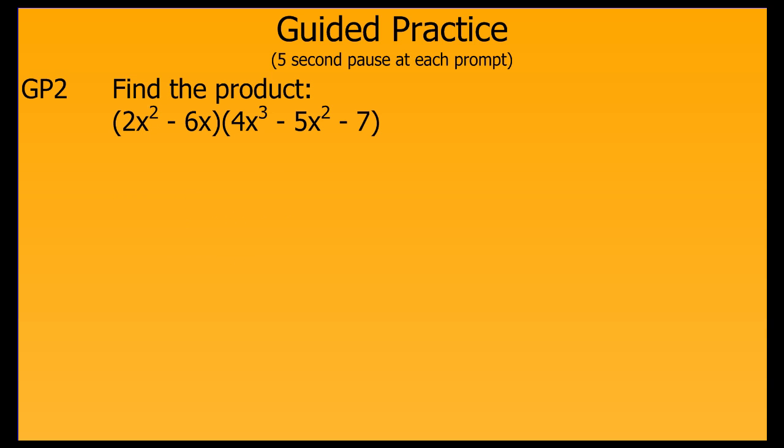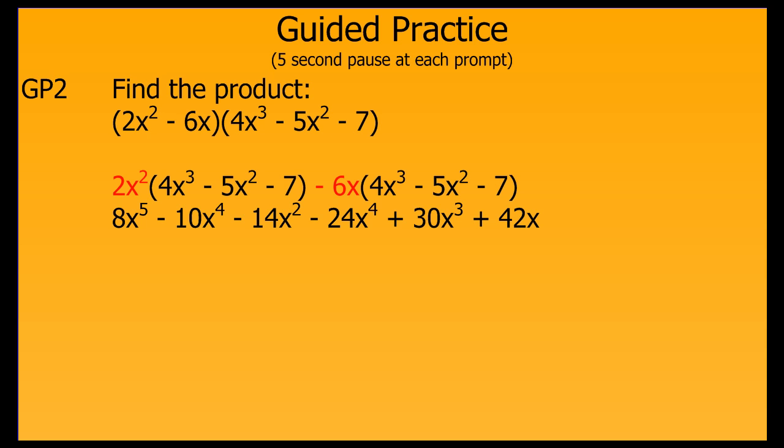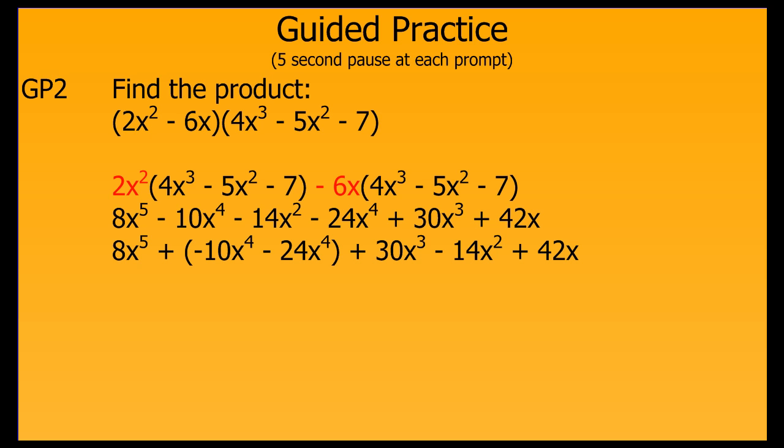Let's try another one. This time it's a binomial times a trinomial. What do we do first? We distribute. Now what? We distribute each term through its parentheses. What's the next step? Group together like terms. Now what? Now we combine like terms and write our answer in descending order.